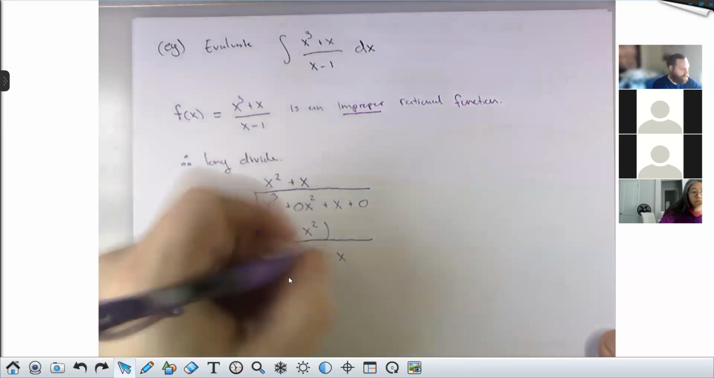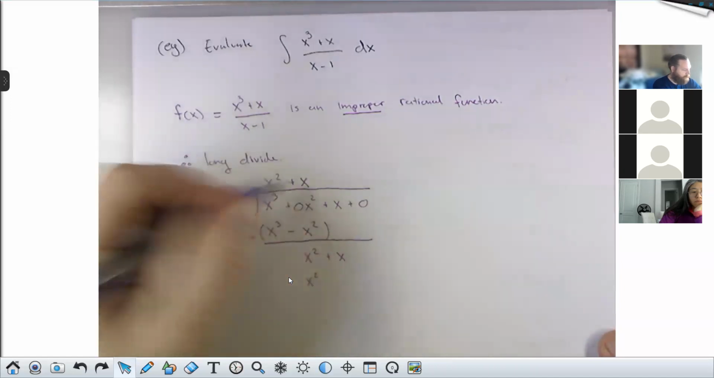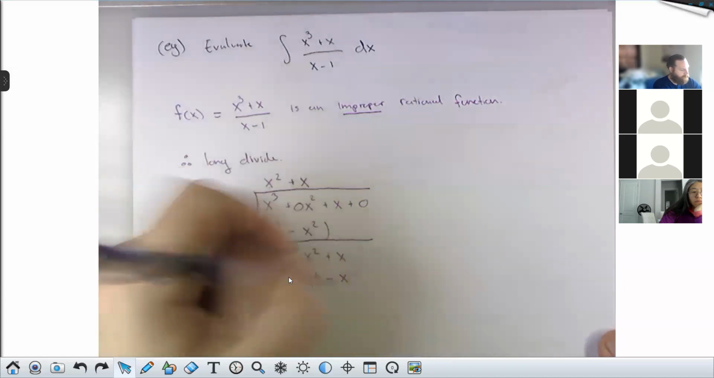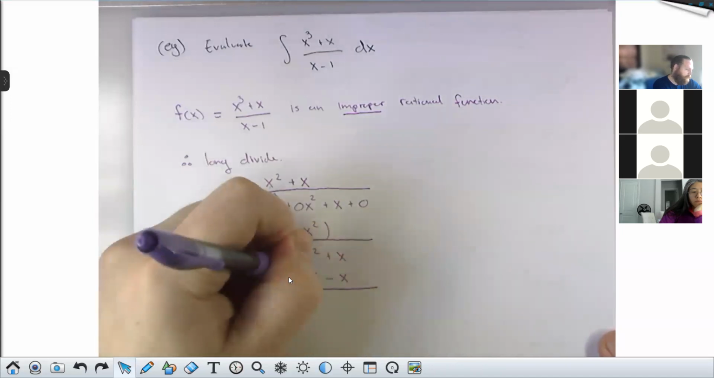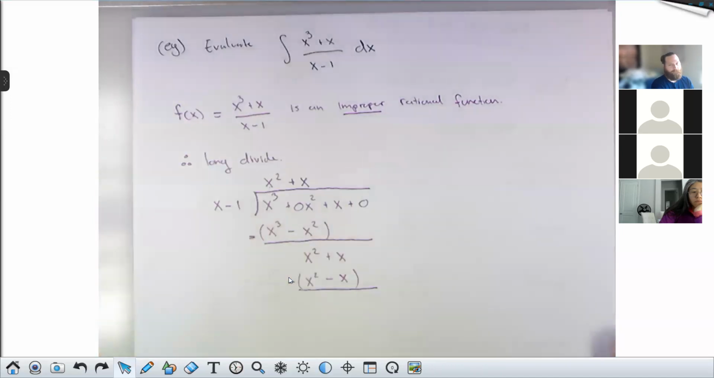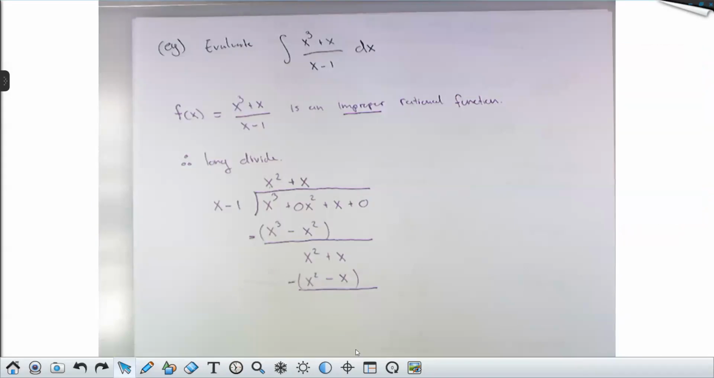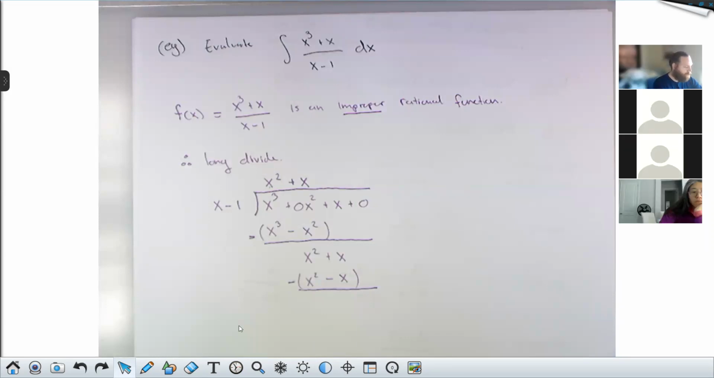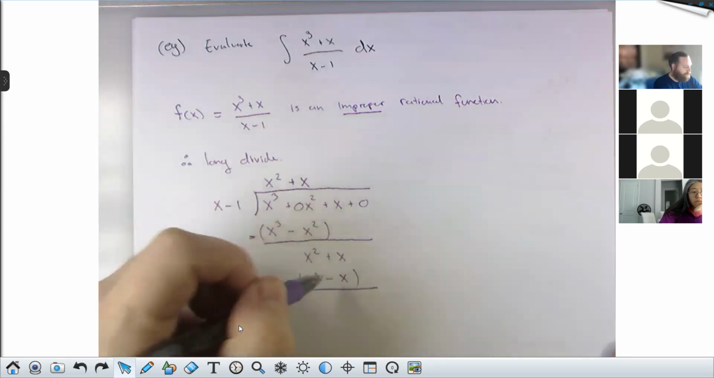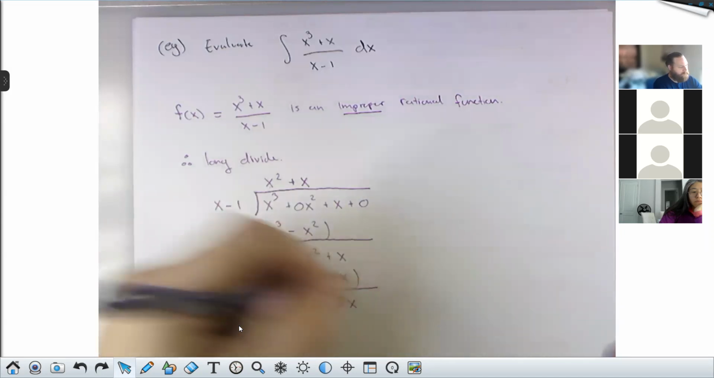So x times x is x squared. X times -1 is minus x. And then just like before, put a line, parentheses, subtract. Any questions so far? All right, then, carrying out the subtraction, x squared minus x squared is 0. X minus negative x is 2x.